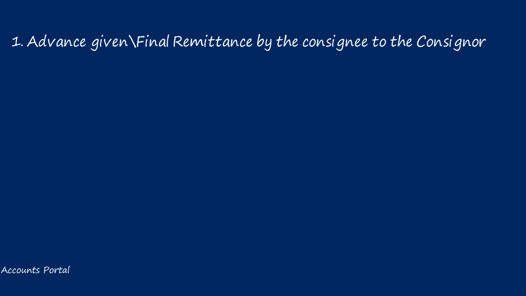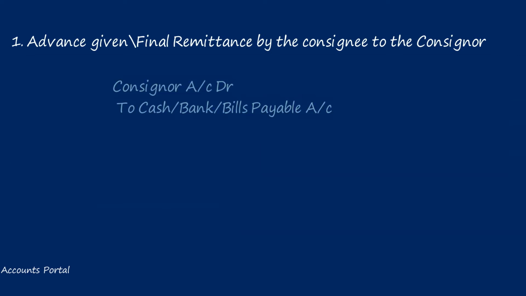In this transaction, two accounts are affected. One is a personal account and the other one is a real account. So what is the personal account rule, Nana? Debit the receiver, credit the giver. What is the real account rule? Debit what comes in and credit what goes out. So who is the receiver? Consignor is the receiver. Debit the consignor account. From the consignee's viewpoint, cash is going out, or cheque, or bills payable is in as a liability.